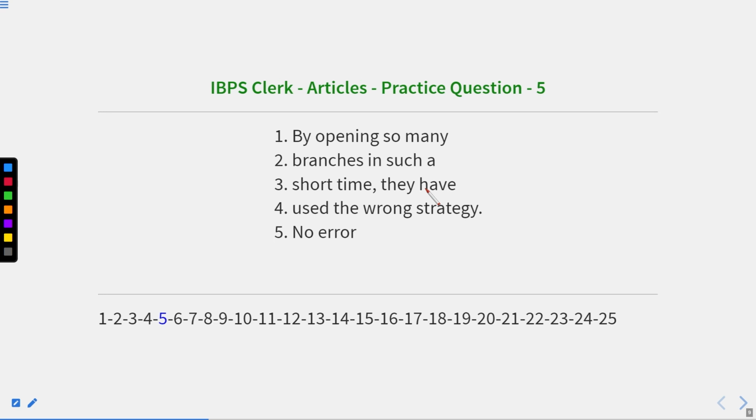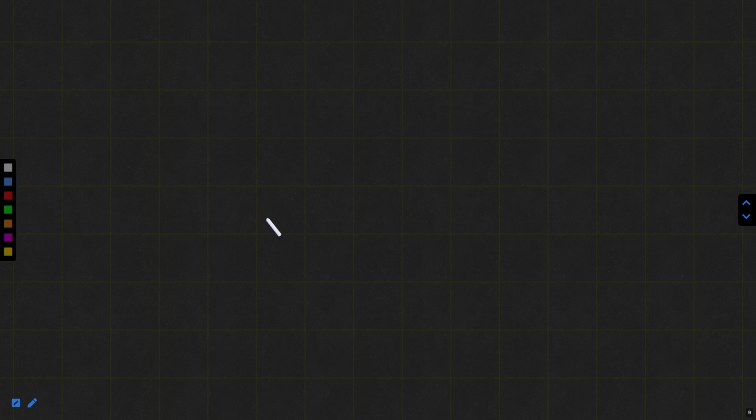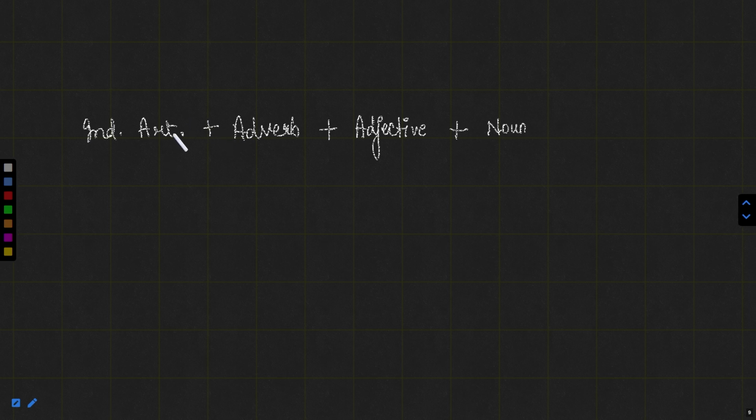By opening so many branches in such a short time, they have used the wrong strategy. Now, to use the indefinite article, there is a structure or pattern of the sentence. Whenever we have a noun, we should use an article before it, and that will be an indefinite article. Before it, if there is an adjective or adverb, then in this pattern we necessarily need to write an indefinite article, which depends on the nearest word, that is the adverb, but a noun should be there. If there is no noun, there is no need to use an article. So in this pattern, we should use a noun.